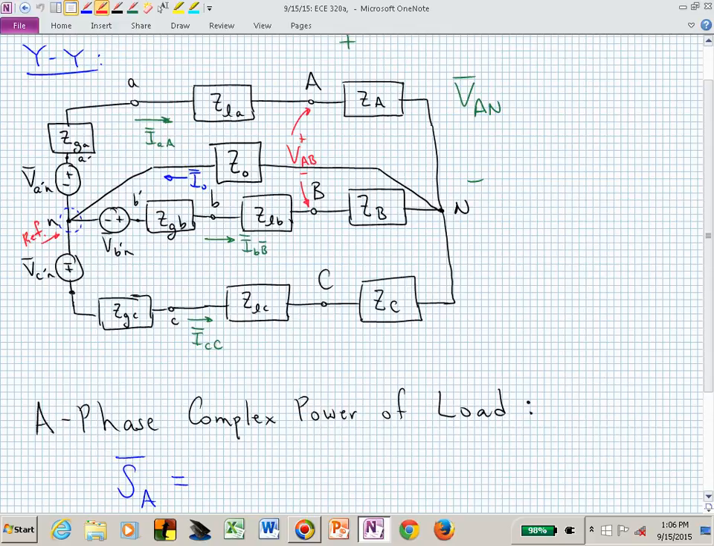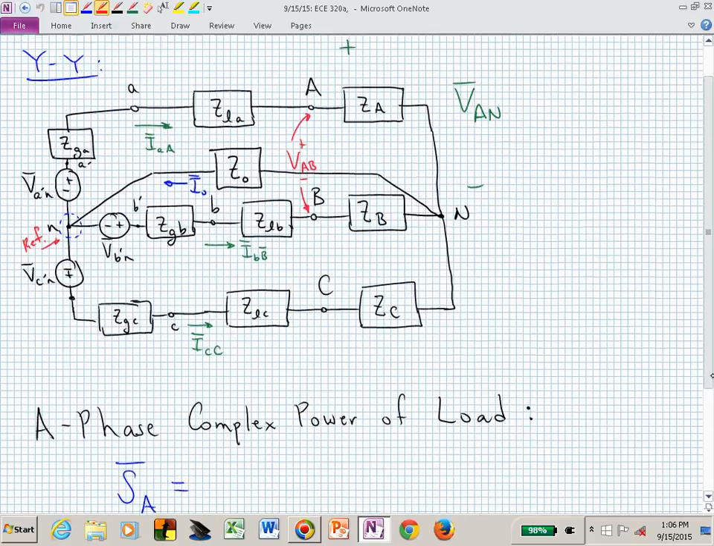Did everyone get that? I'm sure everyone picked it up on the microphone. It's our standby formula, right? It's V I star. What we have to figure out is what's V and what's I. I want the A phase. So now I need to know the phase voltage in the A load, and I need to know the phase current in the load at A.